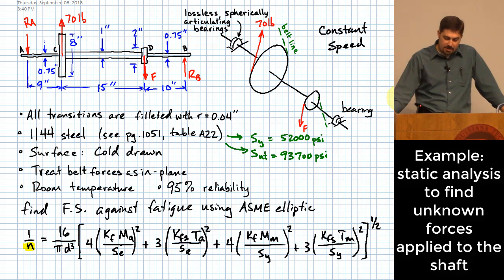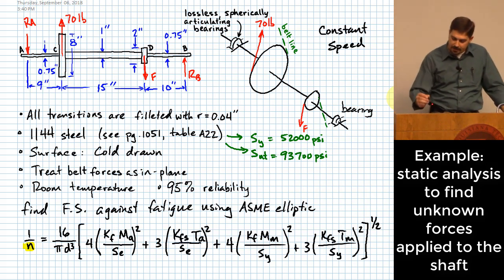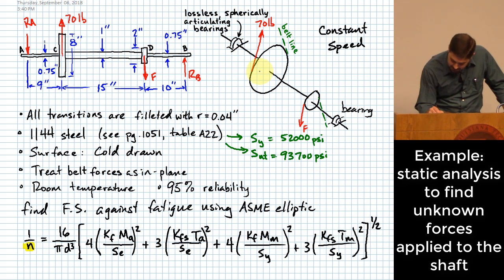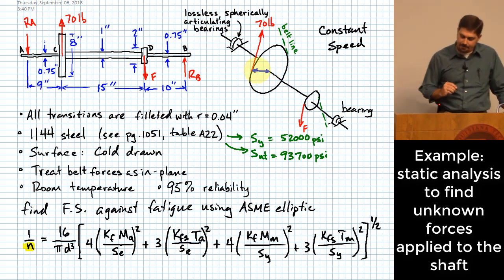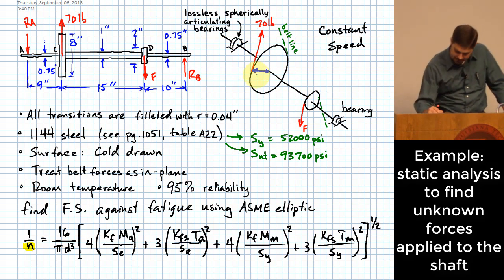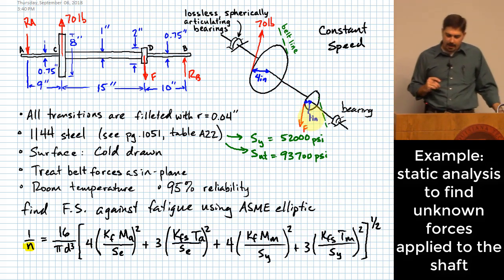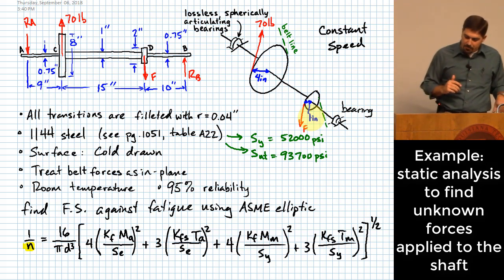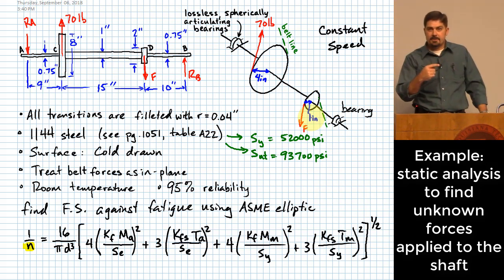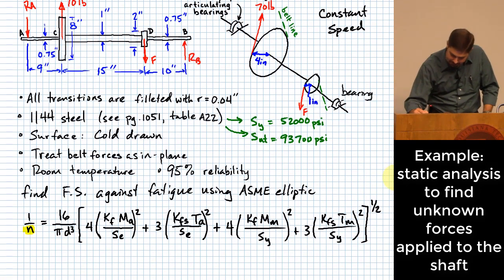But that part, fortunately, isn't that hard to do. And the reason it's not that hard is you can see here that we know this radius right here is what value? 4 inches. And this radius right here is what value? 1 inch. Okay, which means I can do a sum of moments around the axis of this shaft, and I can figure out what F must be.